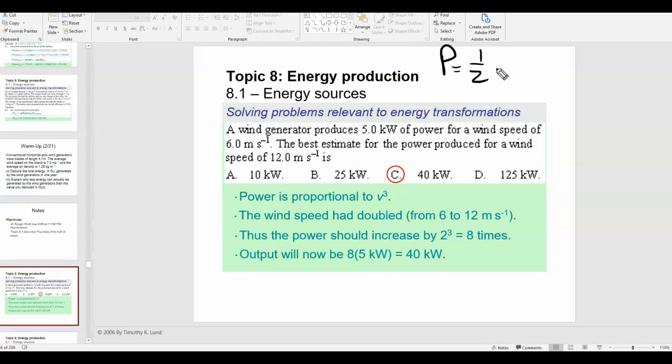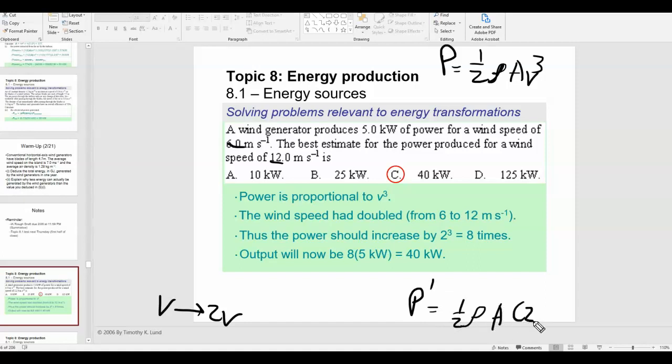So if we know P equals 1/2 rho A V cubed, rho doesn't change and A doesn't change, right? V is going from 6 to 12. So what happens if V becomes 2V? All right, well then you get P prime equals 1/2 times rho times A times (2V) cubed. And you get 1/2 times rho times A times V cubed times 2 cubed, which is 8.